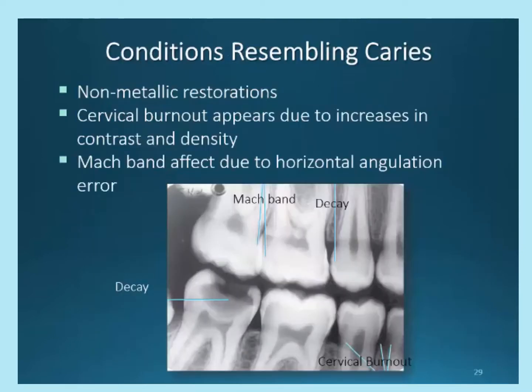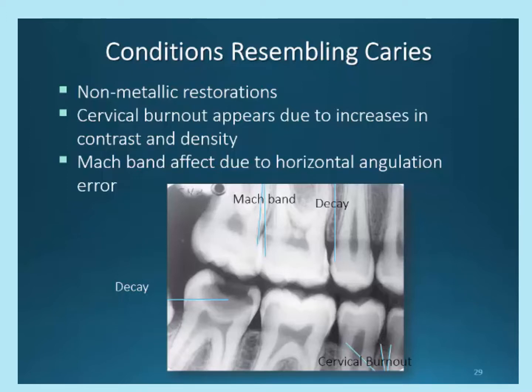There are several conditions that resemble dental caries, and in reality they may be false positives in interpretation. Cervical burnout and mach band effect are two of the most commonly seen situations. Cervical burnout is created from areas of lesser density of tooth structure located at the cervical areas where the enamel and cementum meet. Mach band is due to horizontal angulation, creating an optical illusion of overlapping interproximal areas or around orthodontic or metal appliances.